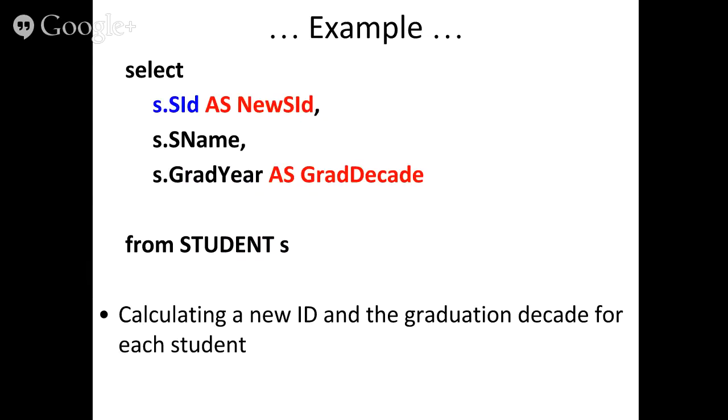Plus, we are starting to add new things. Notice that we can rename the field name. I don't like SID, so I'm calling it new SID. We can use the keyword as to rename the field name, not the value. The values are whatever the values are. We are also renaming graduation year to graduation decade, whatever that is. The name we're leaving as it is.